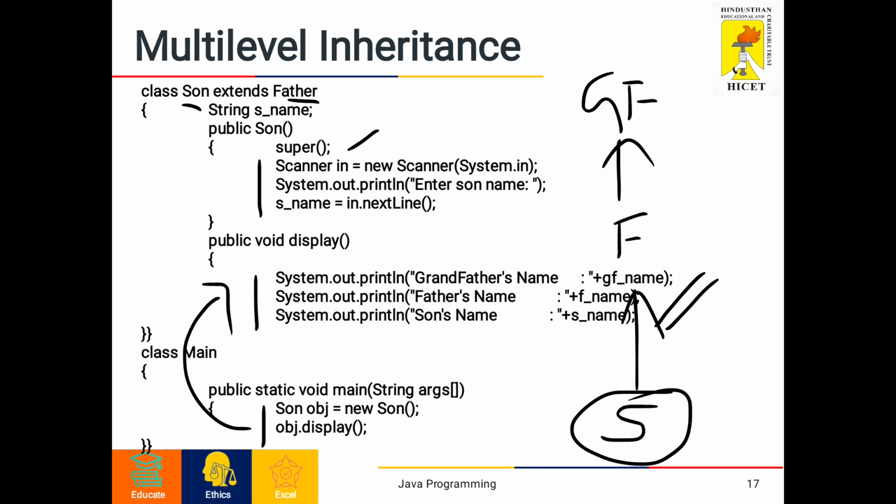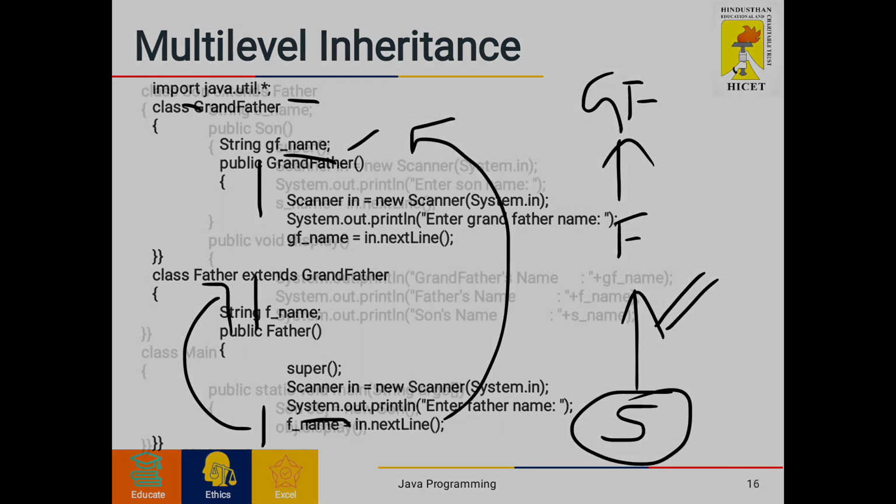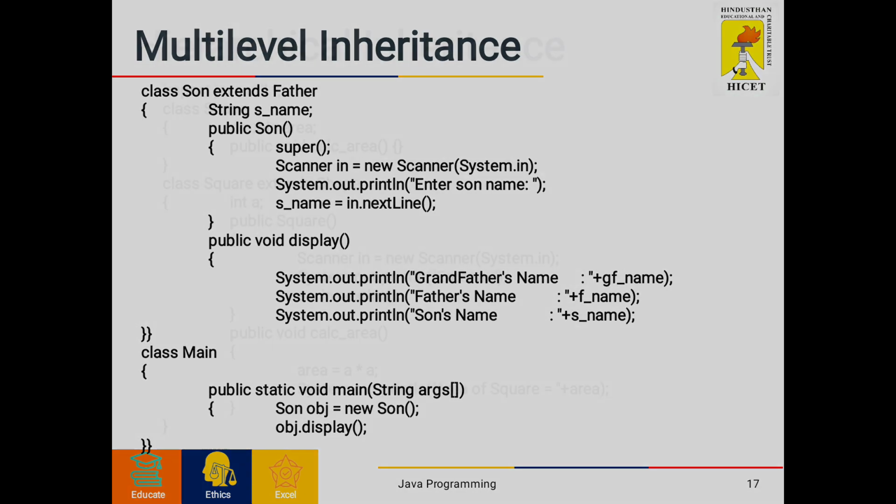So how will the execution happen? For the son, we have created an object. So it will invoke the son's constructor. Here the super keyword is there, so it will invoke the father constructor. Again the super keyword is there, so it will invoke the grandfather constructor. So first we get the input from the user, the grandfather's name. Then it will come here and we get the father's name. Then at last we get the son's name. In the same order it will be printed on the screen.